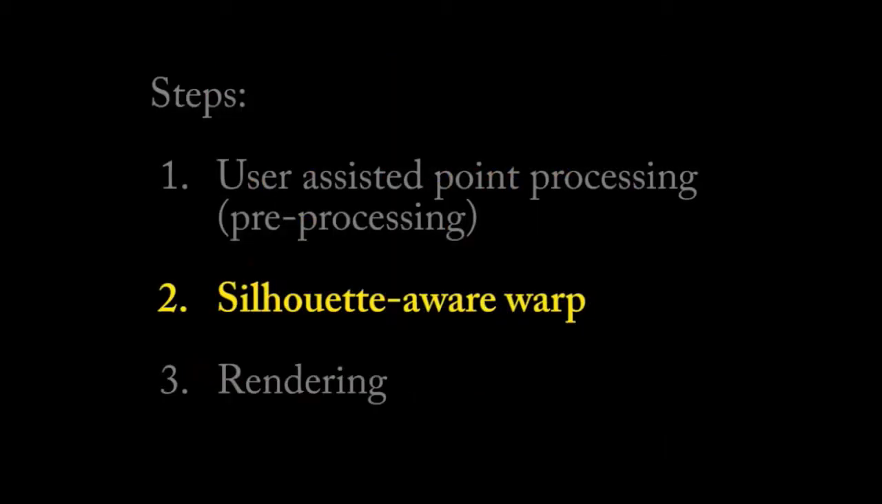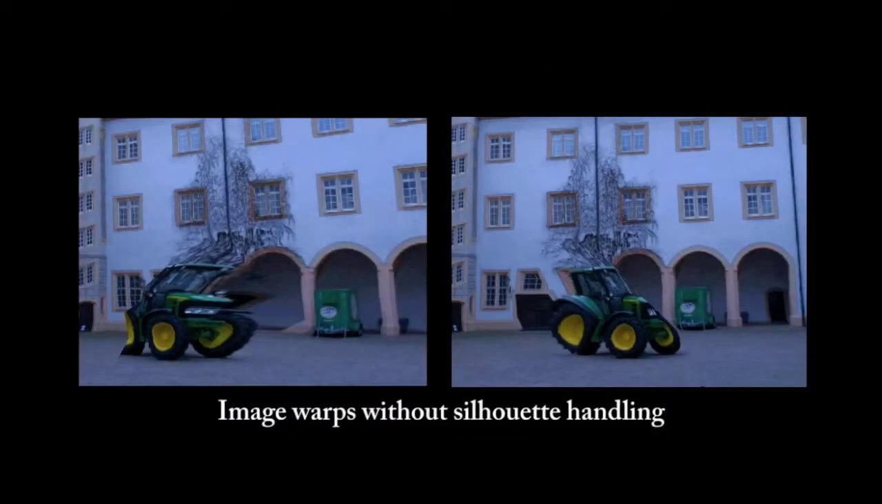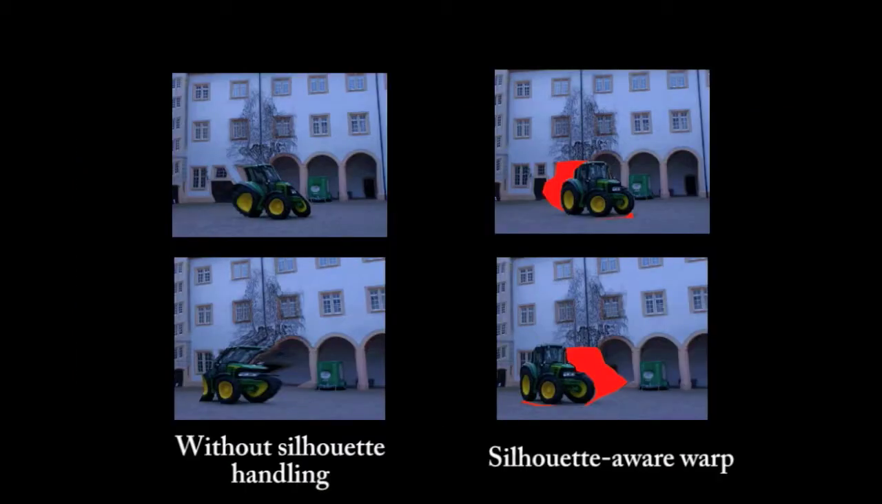The sparse point set and the silhouettes are used to define our new warp. We create a warp mesh for each input image. We add special elastic triangles around silhouettes. Without silhouette constraints, depth discontinuities cause severe distortion, shown here. Our silhouette-aware warp preserves the outline of foreground objects even for wide baseline warping. The elastic triangles, shown in red, represent disoccluded pixels filled in from other images during rendering.